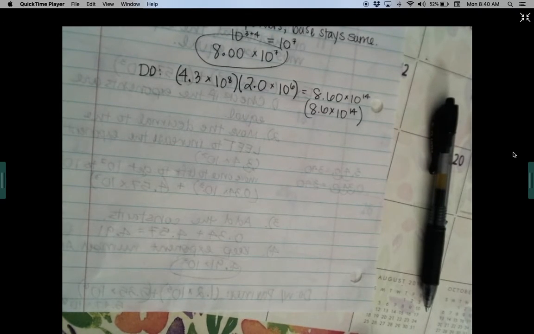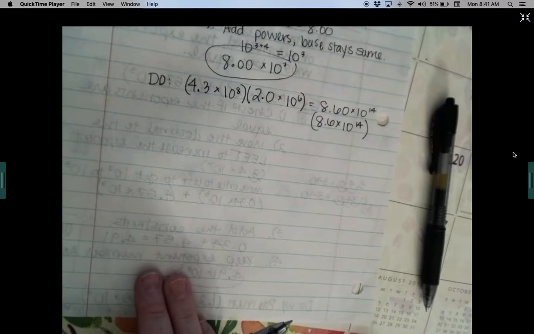I did scratch work on a separate piece of paper, but I did 4.3 times 2.0. If I have $4.30 in this hand and $4.30 in this hand, and I put them together, I have $8.60, okay? What questions do you have about that one?